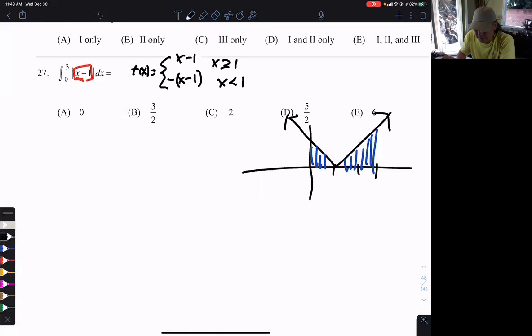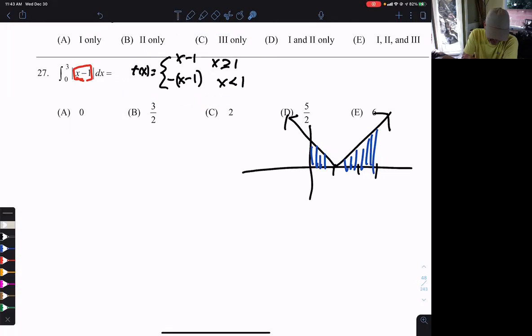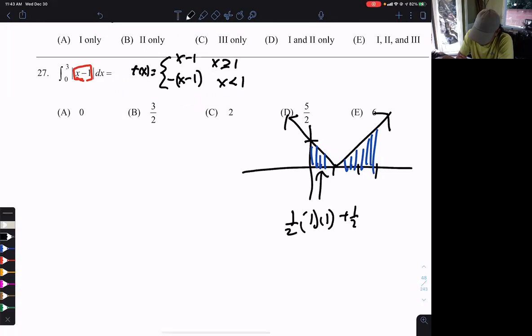But if this weren't such a simple graph, say it was x squared minus 1, you'd have to do it this way. So that's why I don't mind showing you the long way. So this will be 1/2 base times height. And the second one is 1/2 base times height.